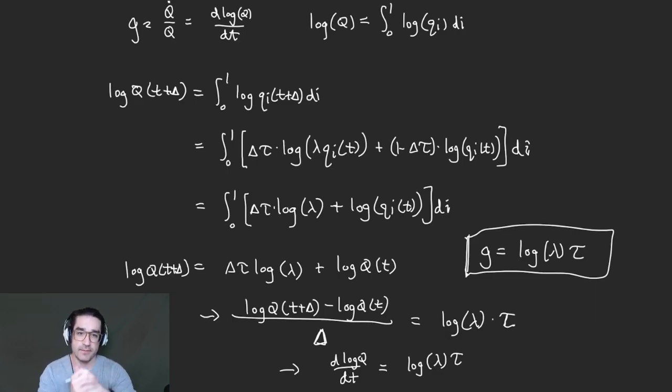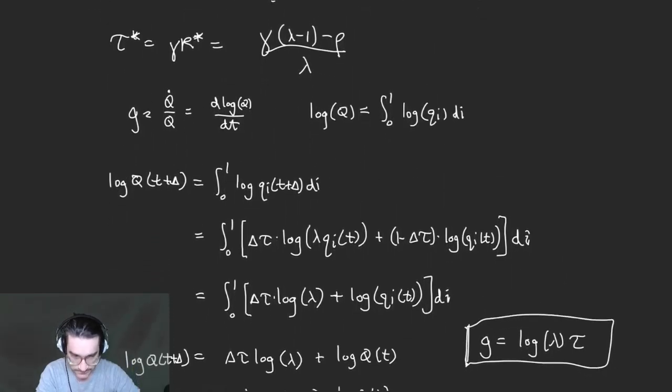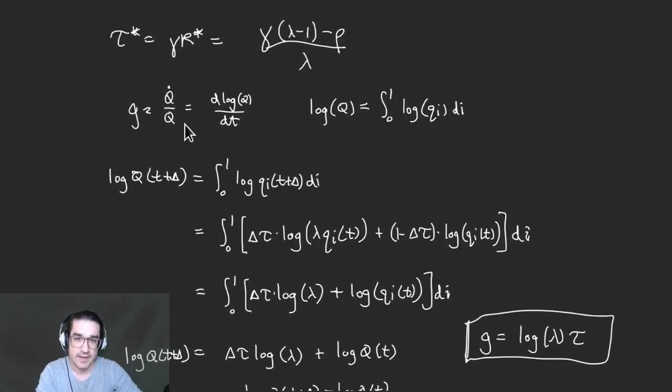Because now we have a mapping from tau, which we had found, to g, and all we have to do is multiply by log of lambda. Note that lambda equal to one means the step size has no improvement. When lambda is one, it makes sense that log of one is zero, so you don't get any growth. If your innovations don't do anything, you don't get any growth. Similarly, if there are no innovations happening, you're not going to get any growth either. So it makes basic sense.